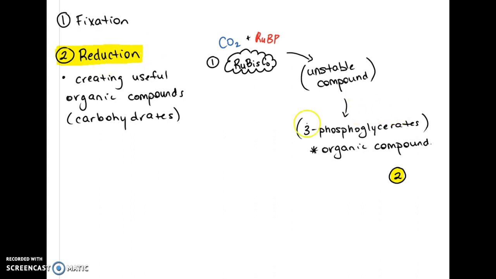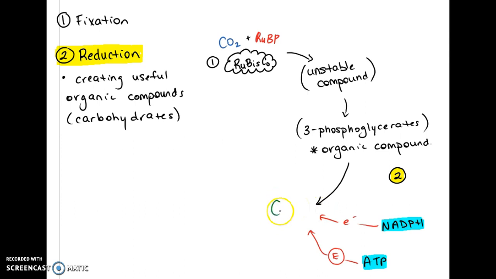So we want to take what's been made so far, and we want to change it into something that can be converted into carbohydrates, which are actually useful for the plant. So this is where our NADPH and ATP come in. The NADPH is going to contribute electrons, the ATP is going to contribute energy, and it's going to convert this organic compound into the more useful glyceraldehyde 3-phosphate, or G3P for short.